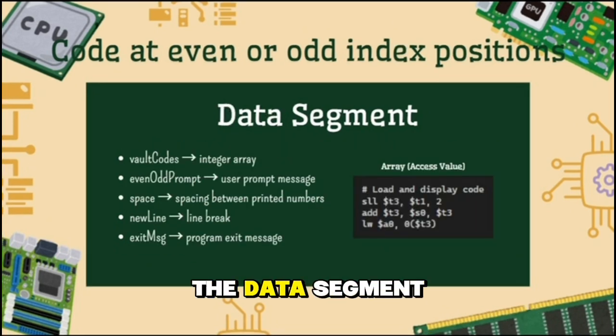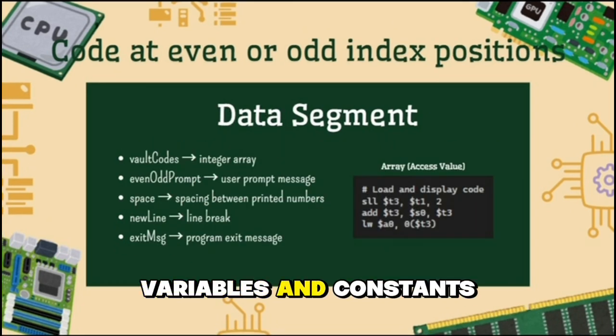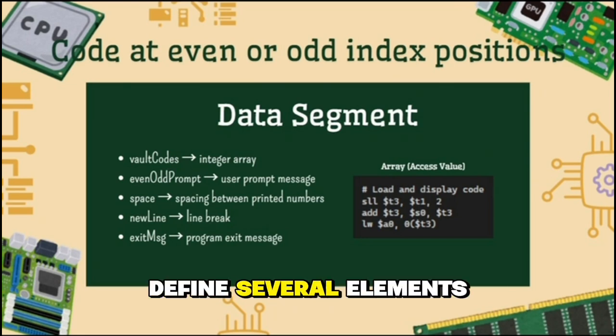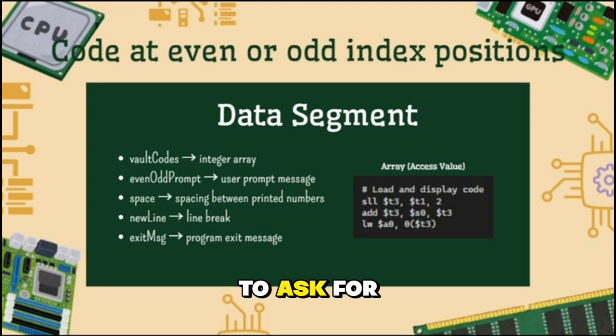Let's begin with the data segment. This is where we define the variables and constants our program will use. First, we have word codes, which is our primary integer array. We also define several elements: an even/odd prompt to ask for user input, space for formatting, and newline for readability. Finally, there's an exit message to let the user know when the program finishes.